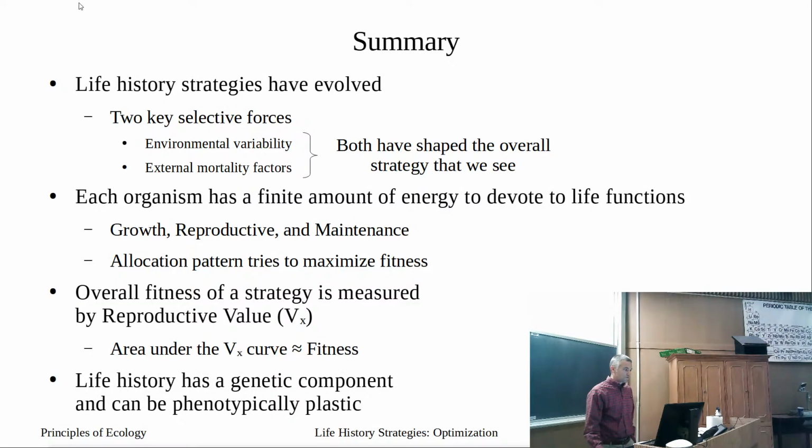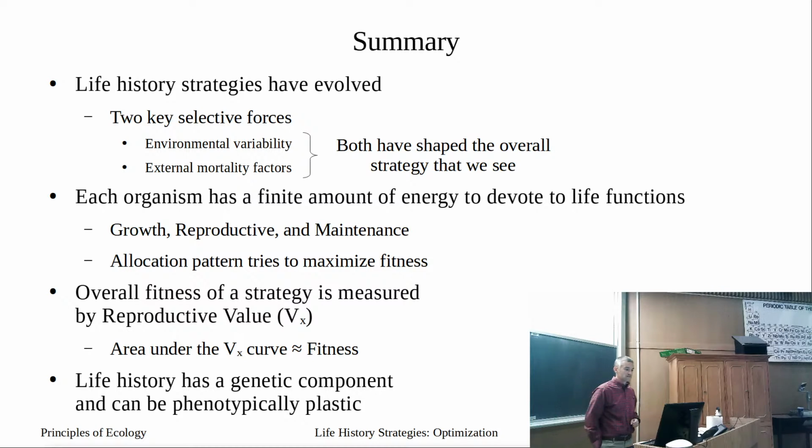All right, so quick summary. Life history strategies have evolved. And the 2 key selective factors that favor this will be our environmental variability and our external mortality factors. That environmental variability is the determinant for your phenotypic plasticity. The external mortality factors go into survival. How likely is it that we can survive to reproductive maturity? If our survival chances are low, we better reproduce as soon as we can. If survival is high, hey, we can delay reproduction.